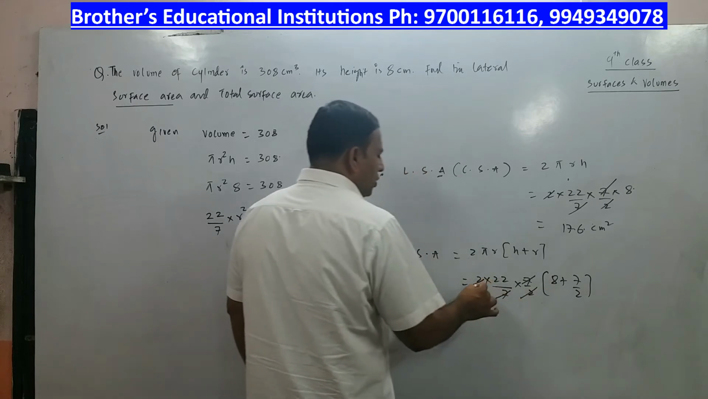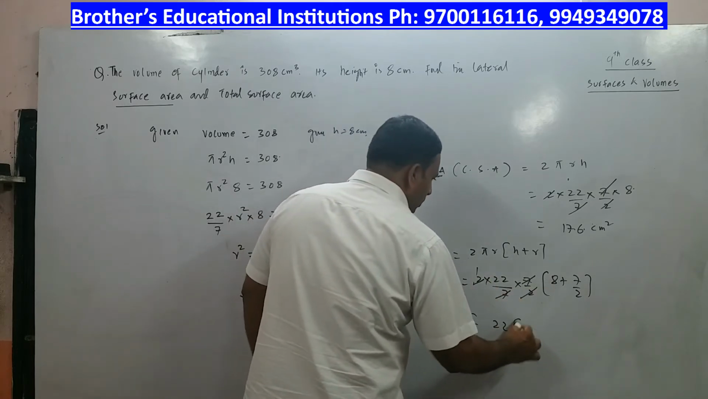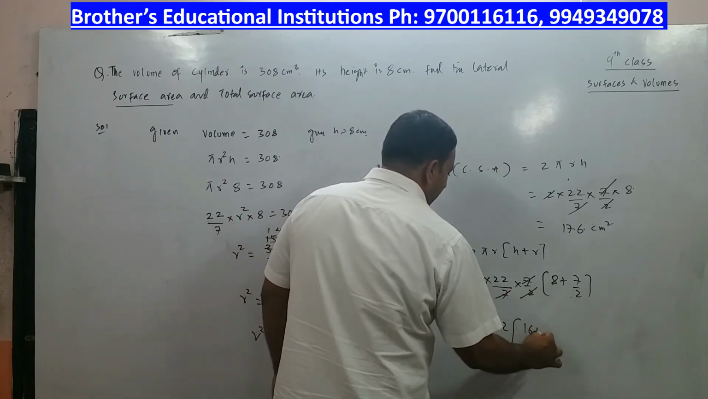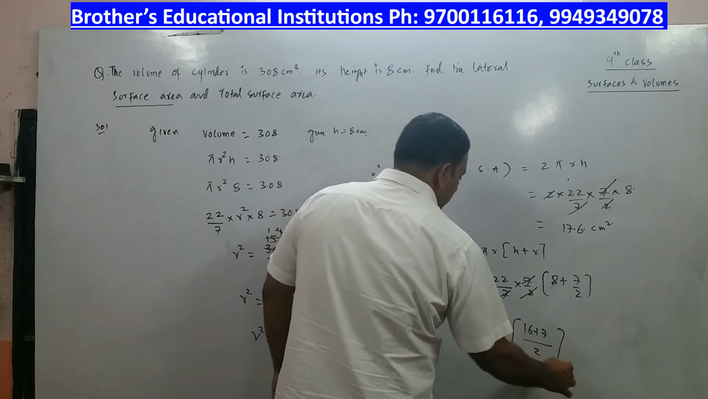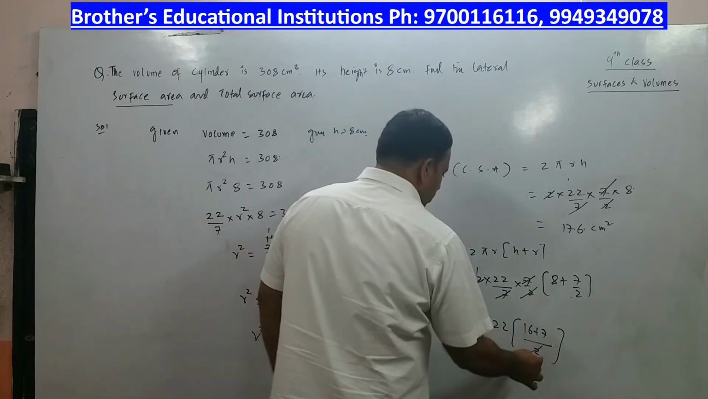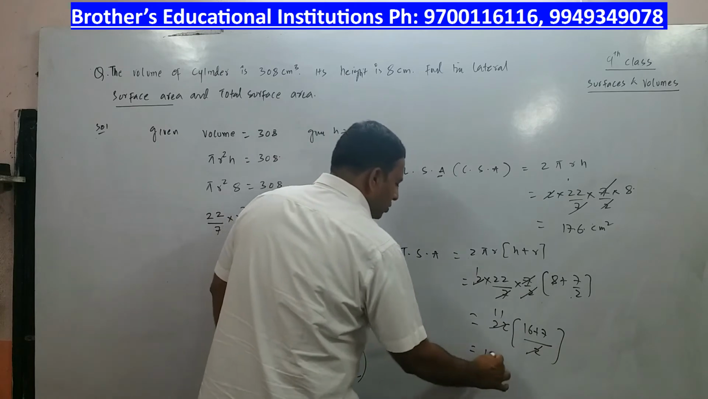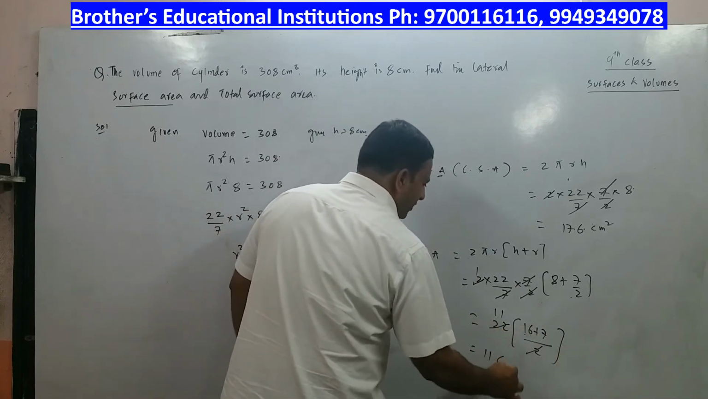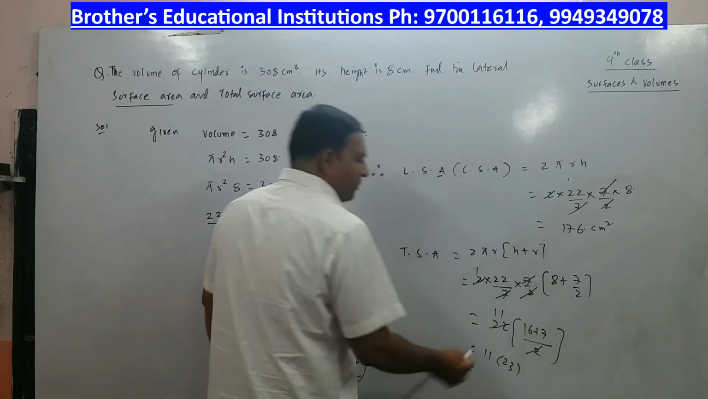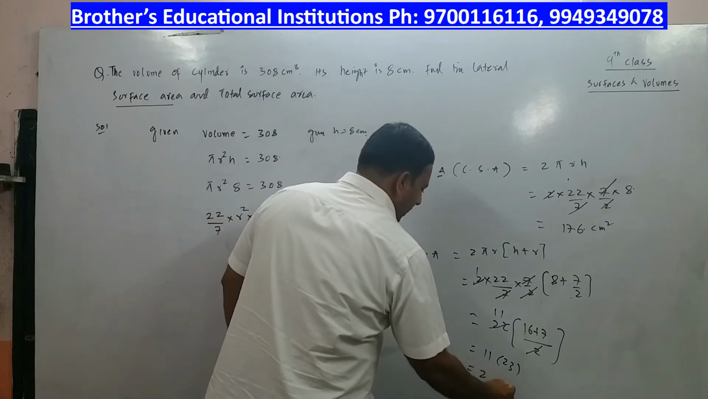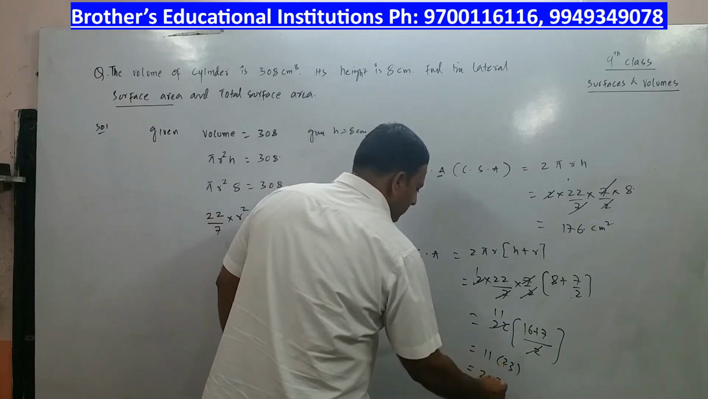2 ones are 2, 2 ones are 2. So it is 22 into 8 twos are 16 plus 7 by 2. Any further cancellations? Yes sir. 2 ones are 2, 2 elevens are 22. So it is 11 into 16 plus 7, which is how much? 23. And when you multiply 11 into 23, 2 is here, 3 is here, 2 plus 3 is 5.